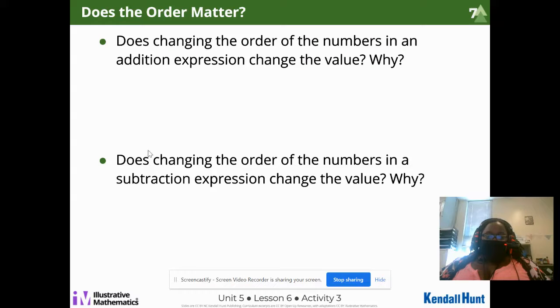So again, you go back through those last two examples we looked at, columns A and B. And it also asks you, does changing the order of the numbers in the subtraction expression change the value? So again, if you say yes, explain why. And if you say no, explain why.